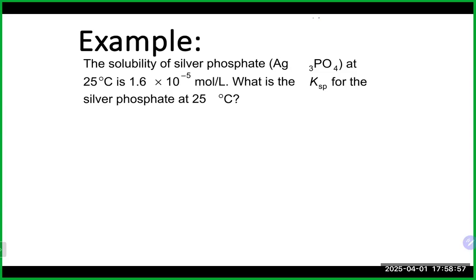So the first thing we want to think about is that if we're looking for a Ksp, by the way, that's a big hint. If you're not sure, that's probably a solid. So we'll start with our silver phosphate, and we're just going to break it apart into the ions. In this case, we would get 3 silver ions, and we would get a phosphate as well here.